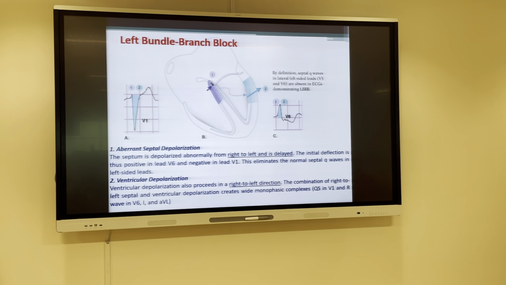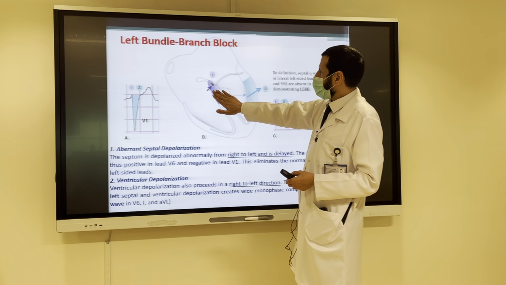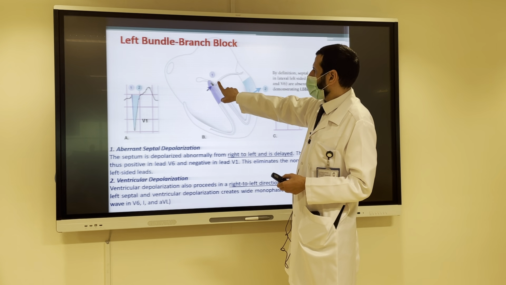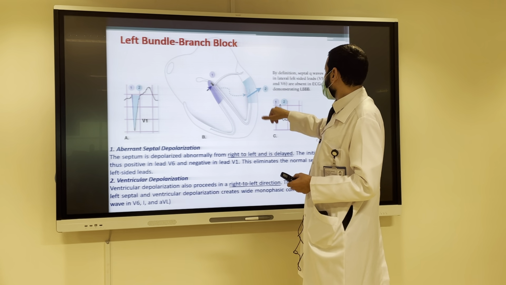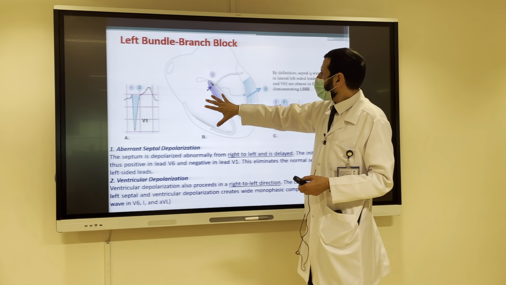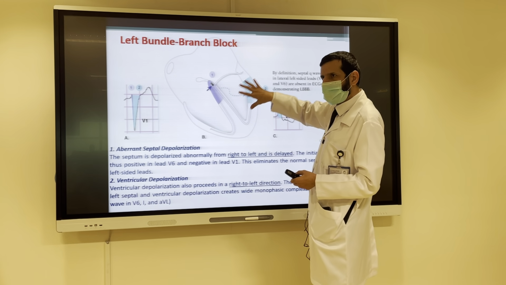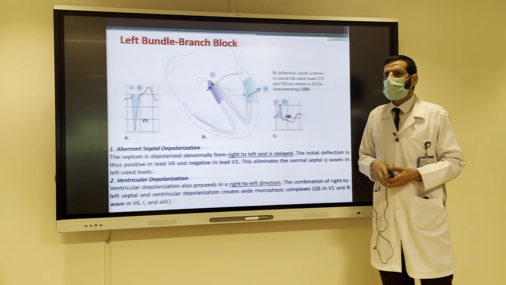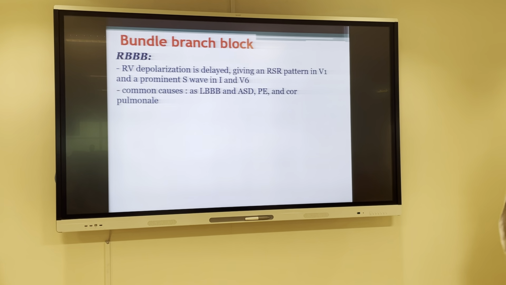V1 and V6. So this is another explanation for it. In the left bundle block, septal activation initially is going from right to left, opposite to the normal because the left bundle is blocked. So we start to have positive in V6, but it's negative in V1. Again, the main activation is going away because the right side is activated initially, then the left side. So we will have a deep S wave in V1 and a bigger R wave in V6. So this is typical left bundle branch block.